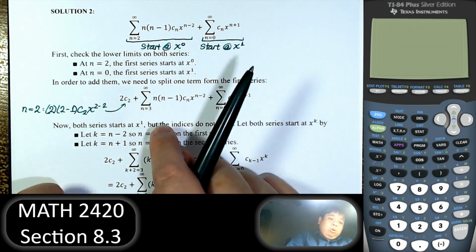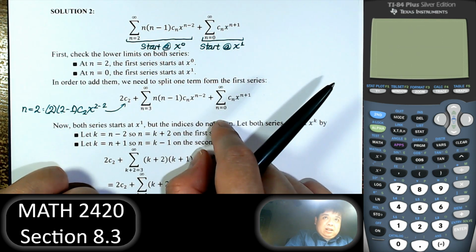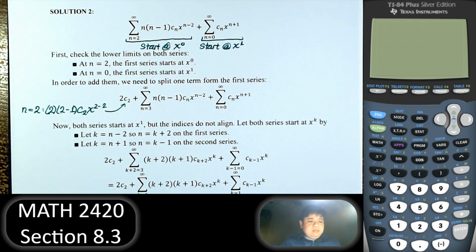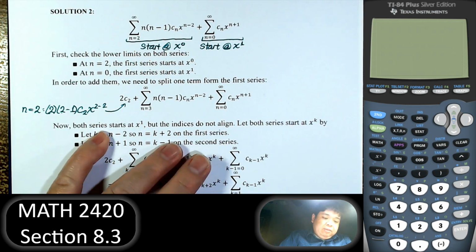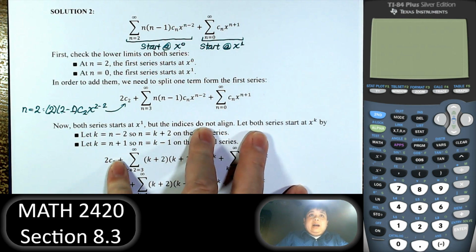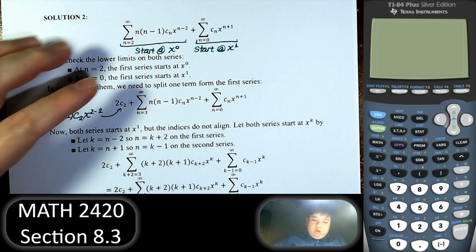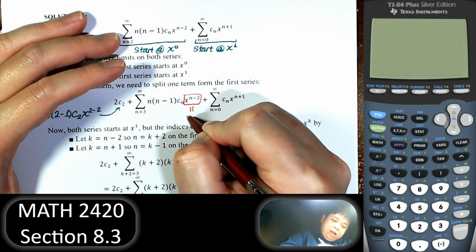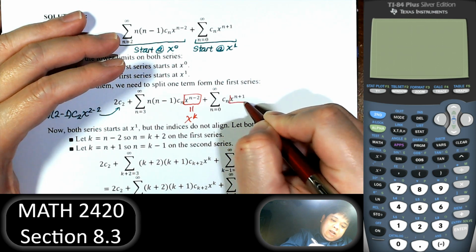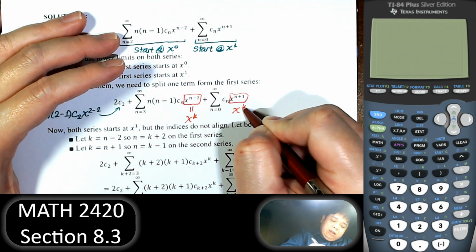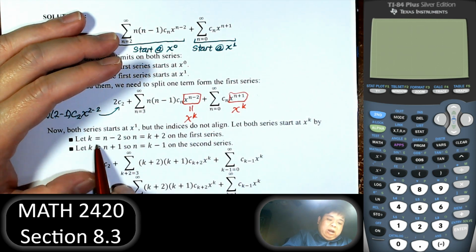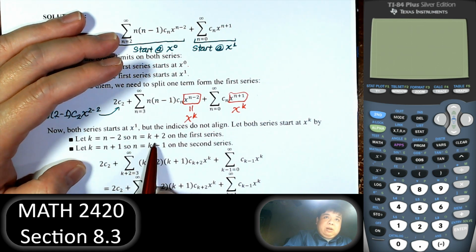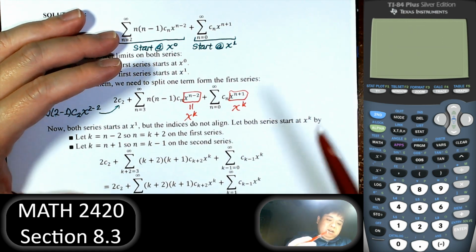Now to do that, we will take care of the index, the lower limit. So it starts at the same number. Next we're going to match both of them equal to k. Now we do this the same way as we did before. This equals x to the k, and this equals x to the k. So we have k equal to n minus 2 and n equal to k plus 2. This will be the same as the other.